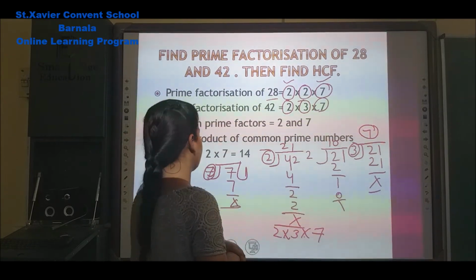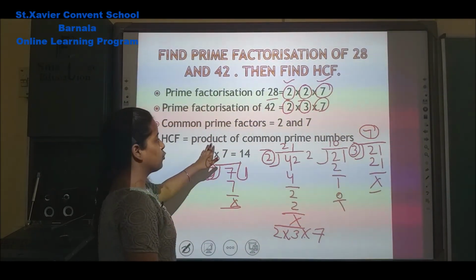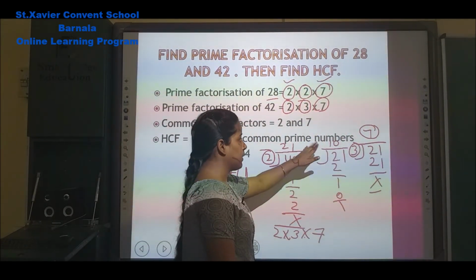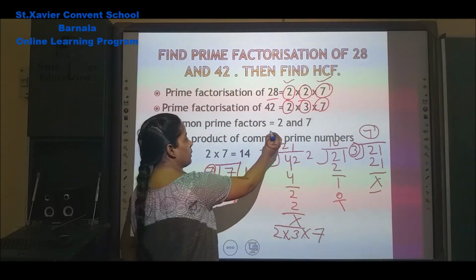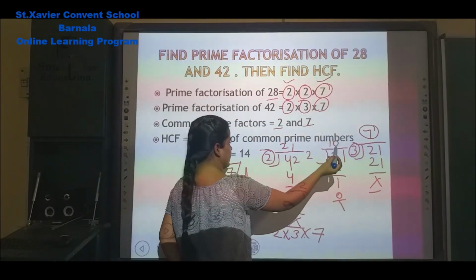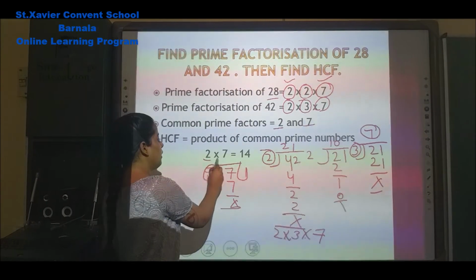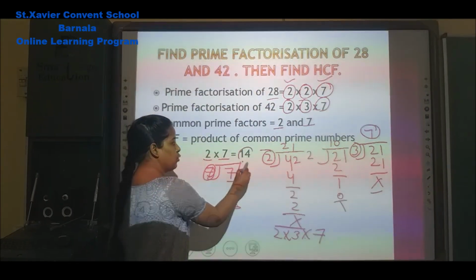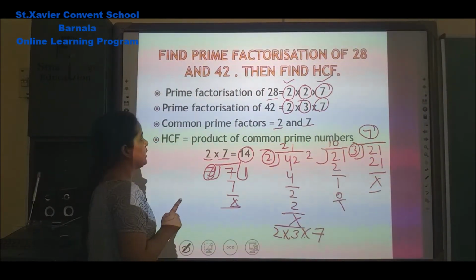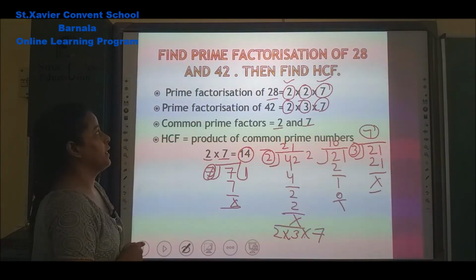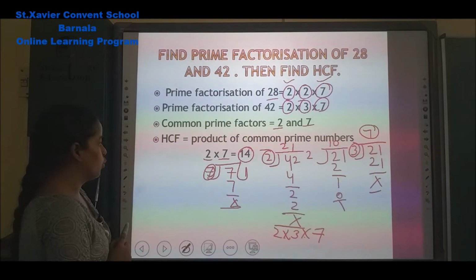Then we find the HCF. HCF is equal to the product of common prime numbers. There we have two common prime numbers, 2 and 7. So we multiply 2 multiplied by 7 is equal to 14. So 14 is the HCF of 28 and 42.